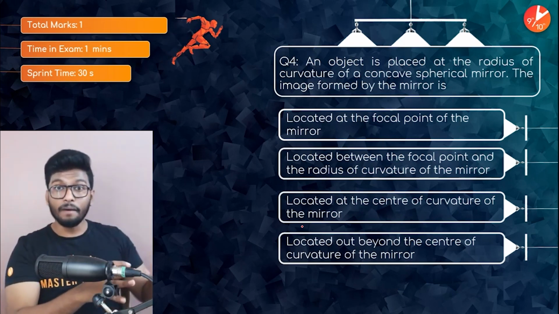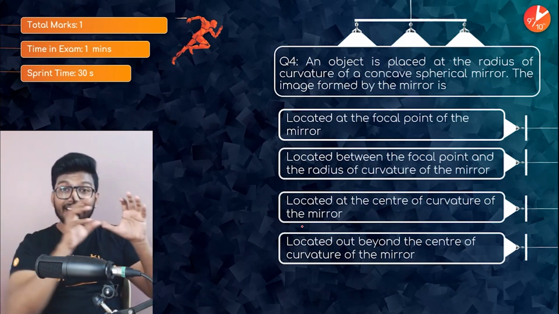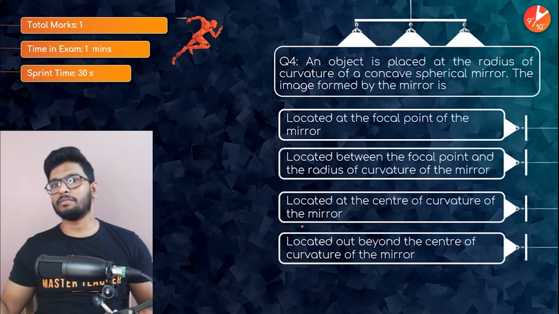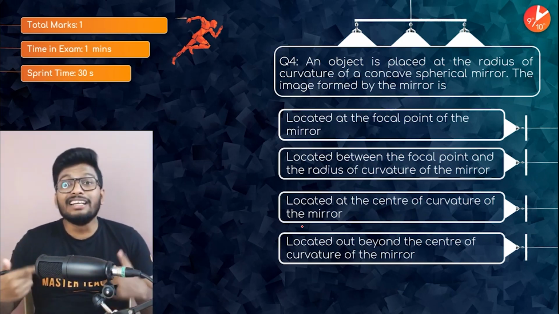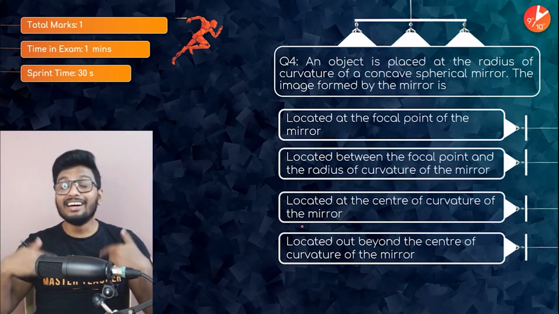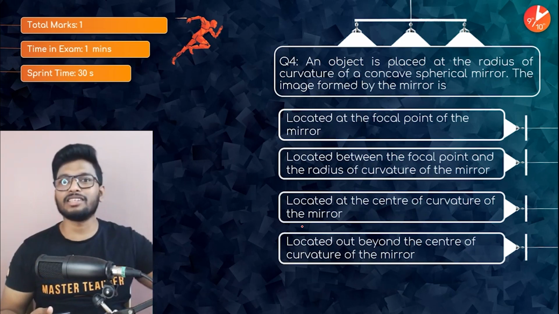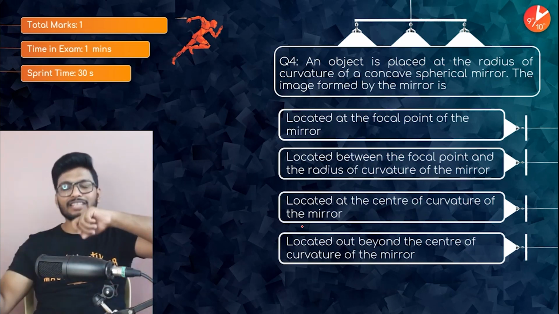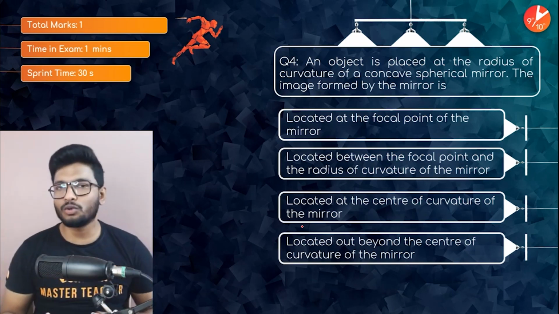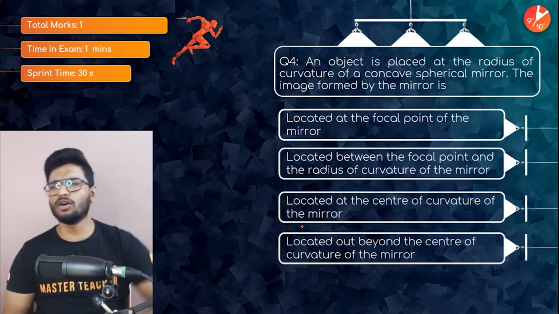Wherever you're going wrong, go back to your textbook, read that part and clear the concept. That is what learning from your mistake means, right? Learning from your mistake is nothing but correcting your mistakes. So wherever you're going wrong, go back, go through that topic and correct that mistake. All right, fourth question, guys.